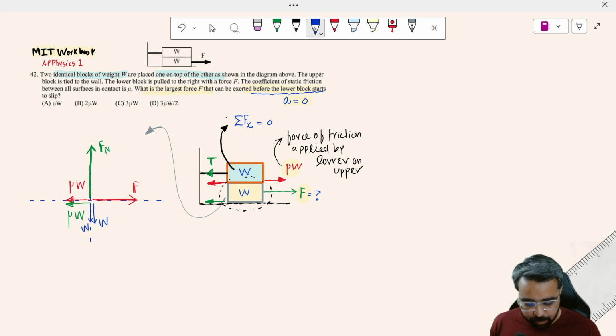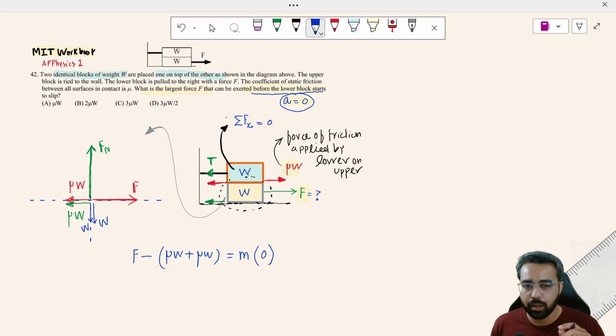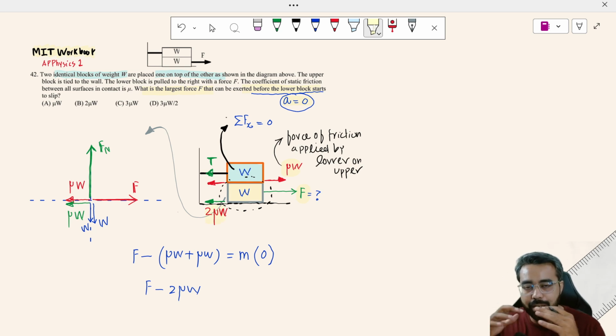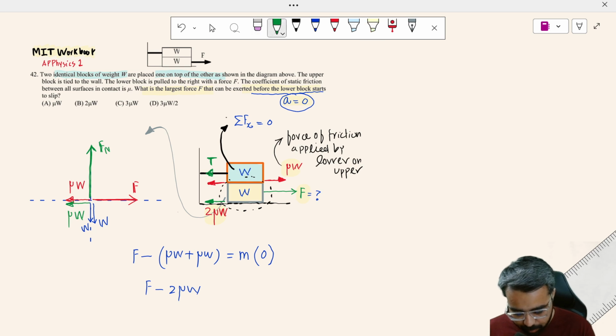Okay, dear students, so now let's apply Newton's second law. I told you that acceleration is zero, which means that the resultant force, which is this one, mu w plus mu w, is equal to the mass of the lower block times acceleration, which is zero. Hence this is an application of Newton's first law. So what we got is negative 2 mu w. This force which is applied by the ground on the lower block should be 2 mu w. This must be the larger frictional force because it has to bear more weight. You understand? So that's why I am going to draw it as a longer vector.